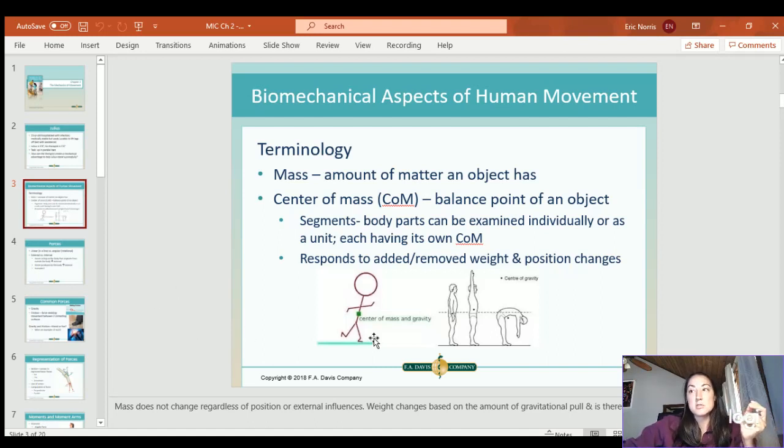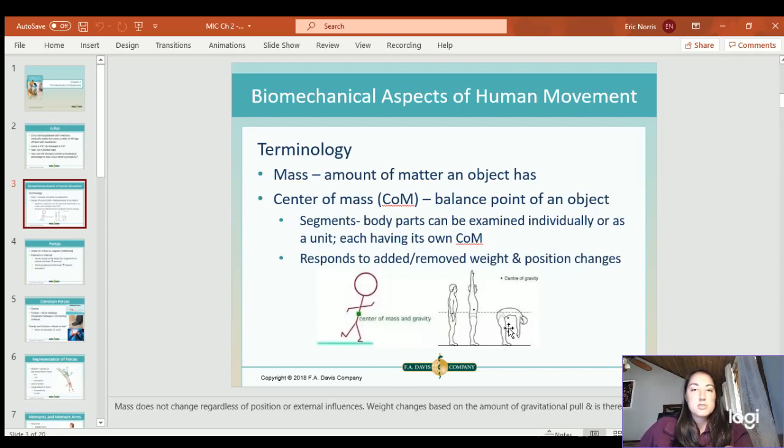So as you see in this little picture, it's kind of in the middle of his pelvis, and then it goes up higher as he lifts his arms, and it goes forward even in front of his body when he bends into that third position. So your center of mass also changes when you add or remove weights, like if you have a backpack on, or if you're carrying a baby, or if you sit the baby down. That changes where the center of mass is.